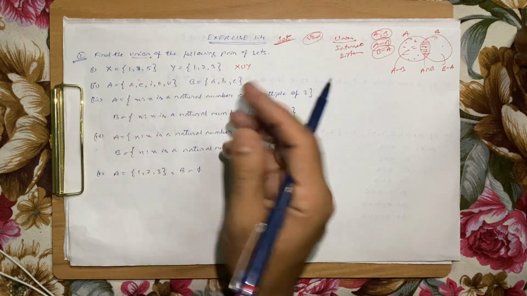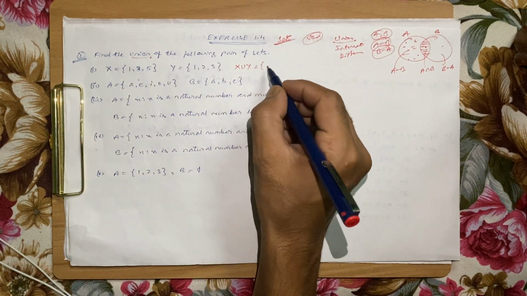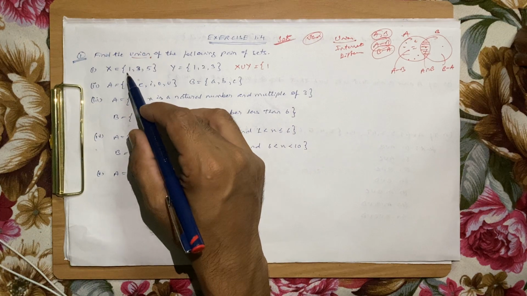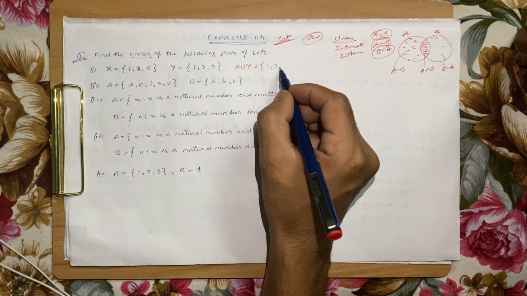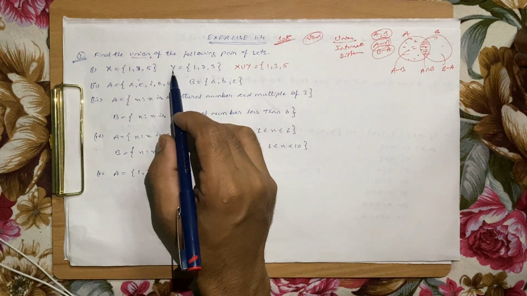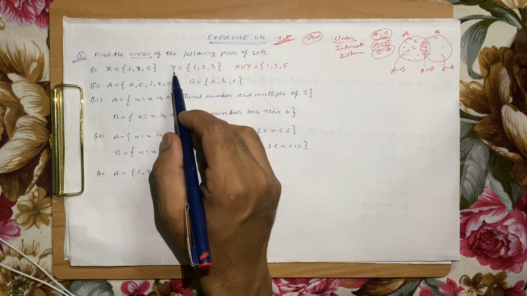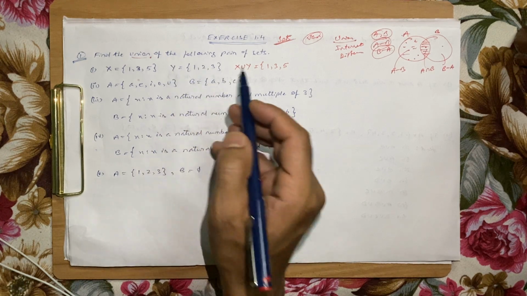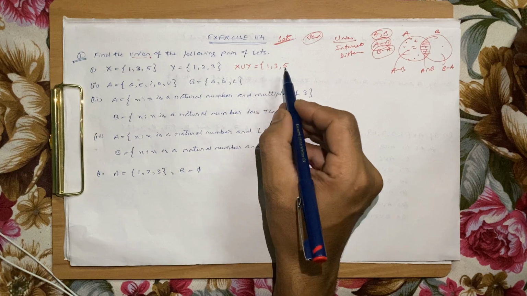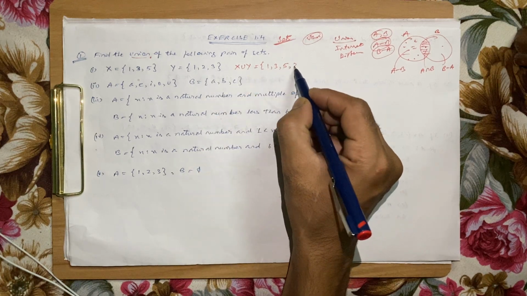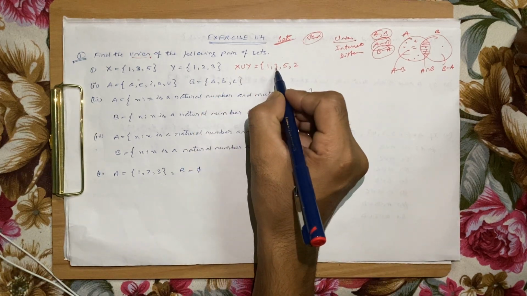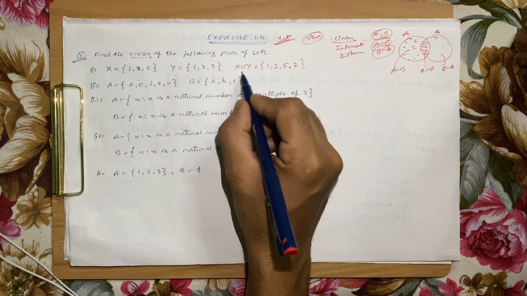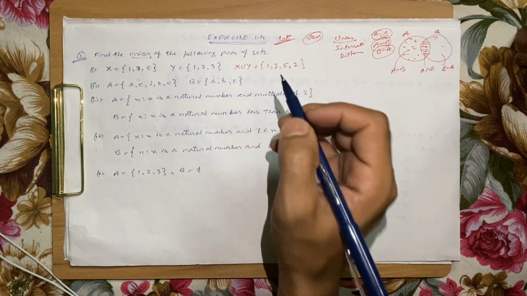What will be X union Y? Two sets combined into one set. Let's write all the elements. The first element of the set X is 1, then 3, then 5. Now the next set has three elements, 1, 2 and 3. So 1 is already there, 2, I'll include the 2, and 3 is already there. So this is X union Y of these two sets.